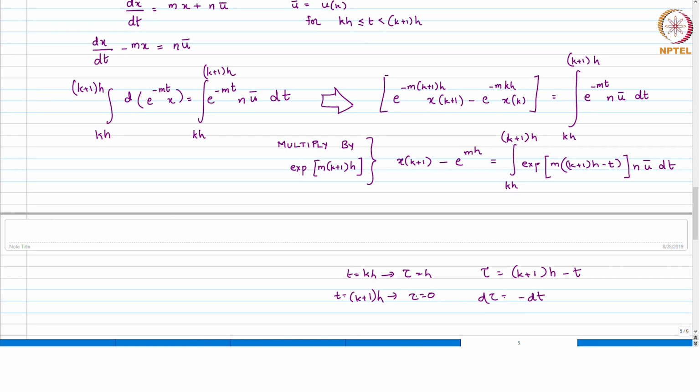So, when you put all of this, our right hand side, I will write it kind of rough over here and then I will make it a bit fair. Our right hand side is going to become integral from h to 0 of exp of m multiplied by ((k+1)h minus t), which is tau, so m tau n u bar, dt is replaced by minus d tau.